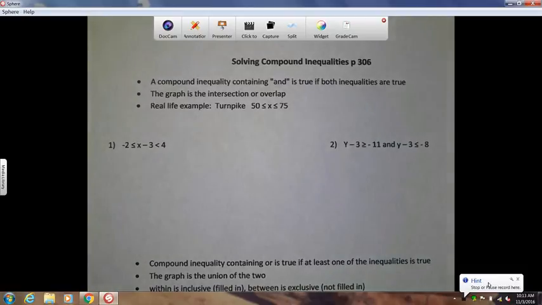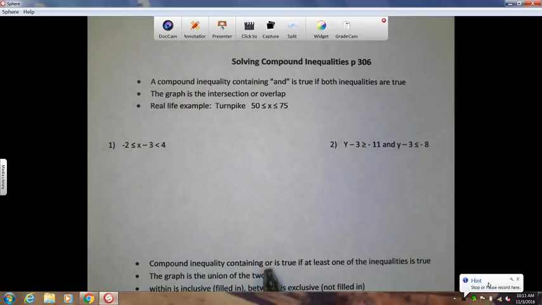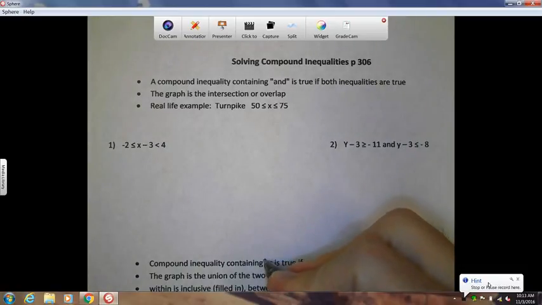This is solving compound inequalities. When we look at this, there are two types. And so remember, as I go through this, annotate your notes. Put some words in there so you see where everything is coming from. We have two types. We have the ones that have "and" and we have ones that have "or". So those are our two types.